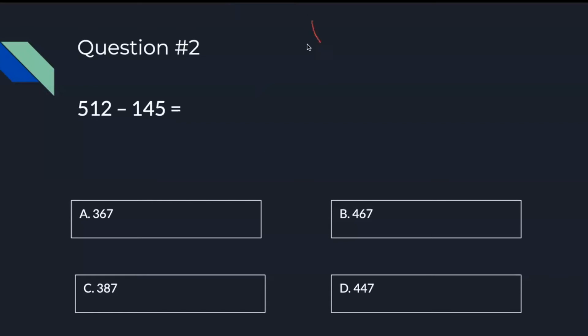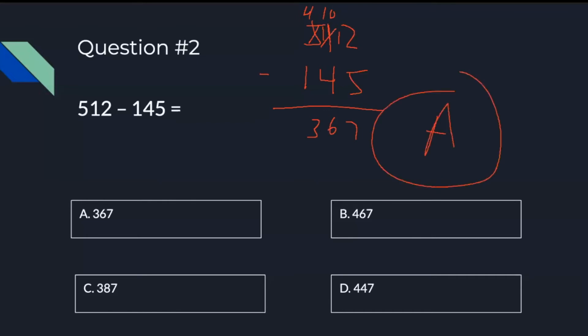In this case, 512 minus 145. 2 minus 5, that's not possible. And 1 minus 4, that also is impossible. So we have to look at 5 minus 1. We can borrow 1 from here and make this an 11. We can't subtract just yet, because we still need something for the 2 here. Now we can finally subtract, once the top numbers are all bigger than the bottom. So this one will be A. Okay, let's move on.